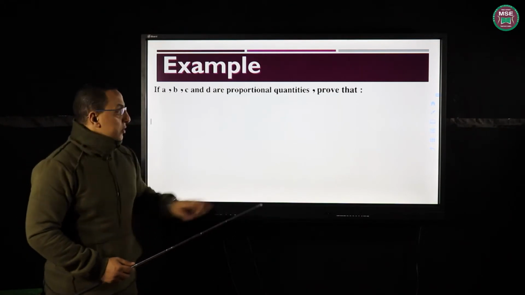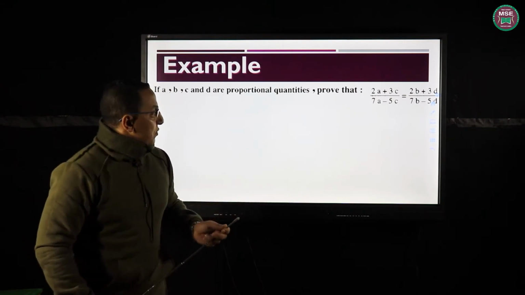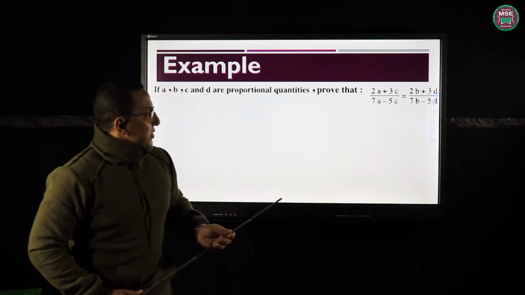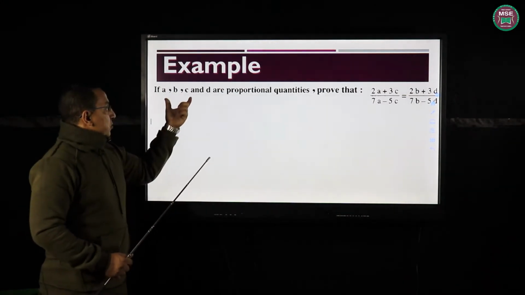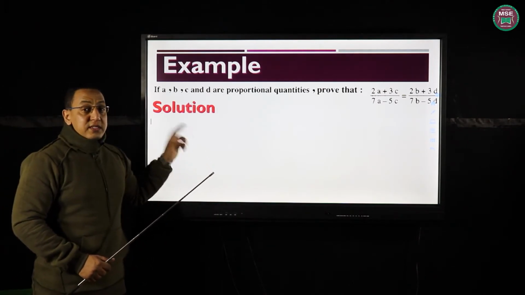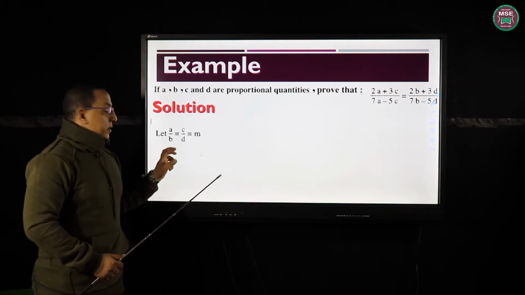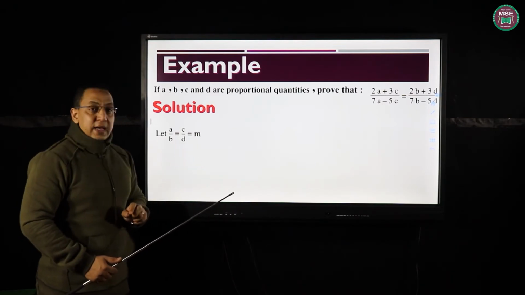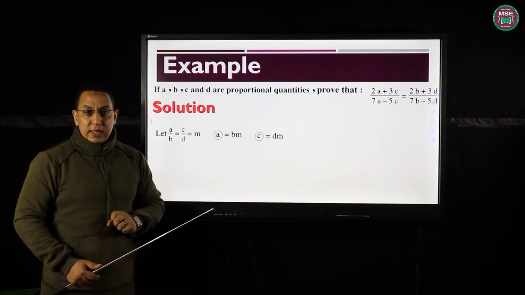So we are going to prove that 2a plus 3c over 7a minus 5c equals 2b plus 3d over 7b minus 5d. First we are going to use the given: a, b, c, d are proportional. In the solution, since a, b, c, and d are proportional quantities, a over b equals c over d equals m. In that case, a equals bm and c equals dm, as we said before.